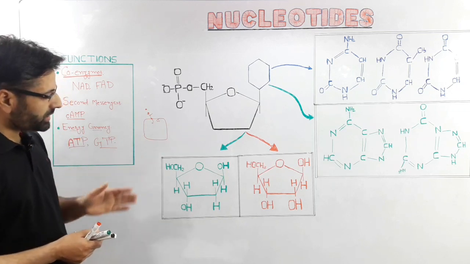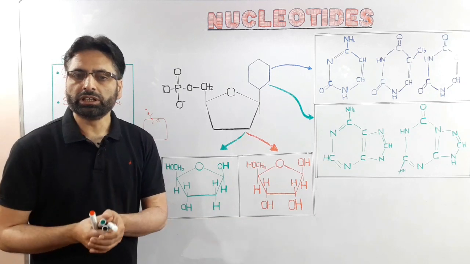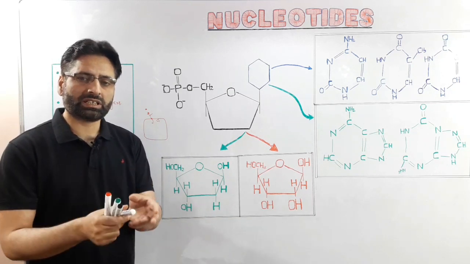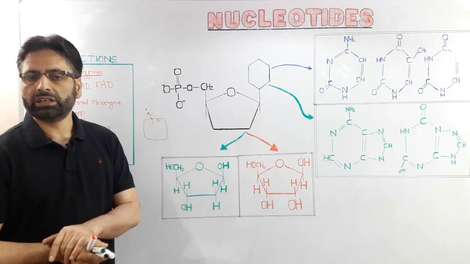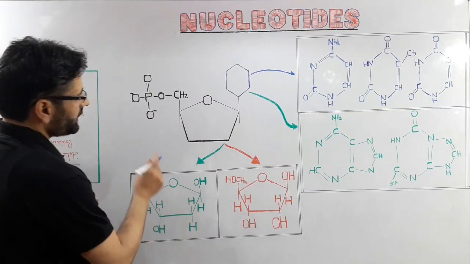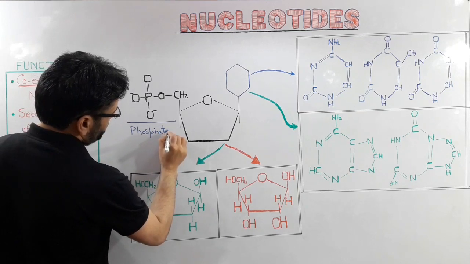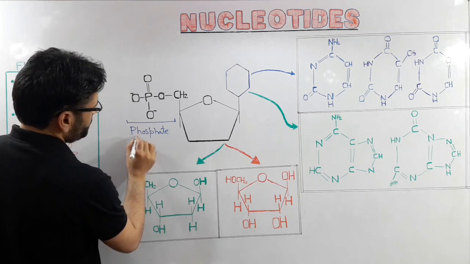Now let us try to understand these nucleotides as the basic building blocks of nucleic acids, and what are the various structural elements present in a single nucleotide molecule. Each nucleotide molecule has three components. One component present in the nucleotide molecule is phosphate.